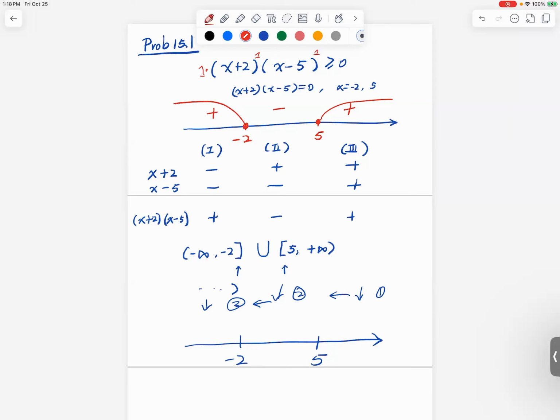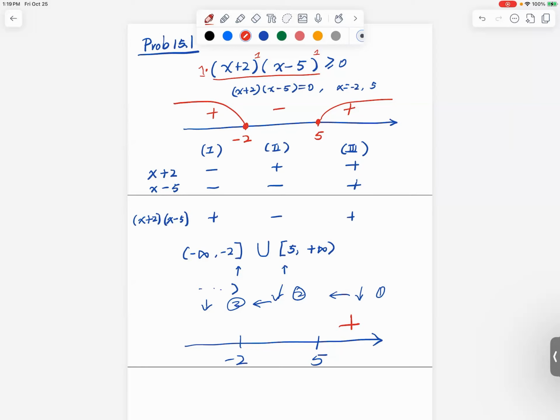Then what do we know? Starting from the rightmost interval, think about it: the expression will not change value within an interval. You can think of x as a very large number, let's say a million. If x is a million, (x plus 2)(x minus 5) must be positive, right? Therefore, in this interval from 5 to positive infinity, the left-hand side polynomial has positive values.